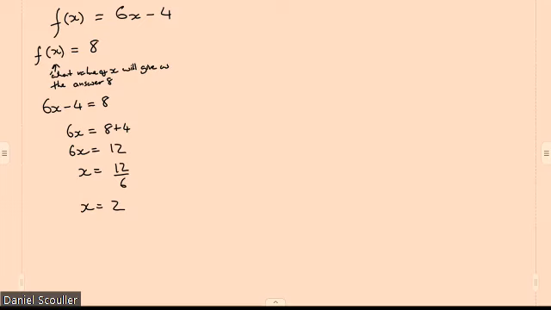Okay, and that would be your answer. So to find the number 8, we have to put in x equals 2. If we put that in now, we do a wee check. You don't need to do this in the exam. It's just a wee check, and you should get the original value for that function.